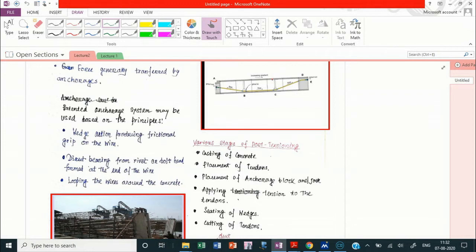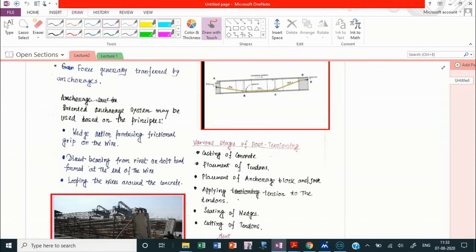Generally, three types of anchorages are available based on the principle. Based on the basic principle, we could divide anchorages into three types. First of all, wedge action producing frictional grip on wires. Second is the direct bearing type, and third is looping the wires around the concrete.